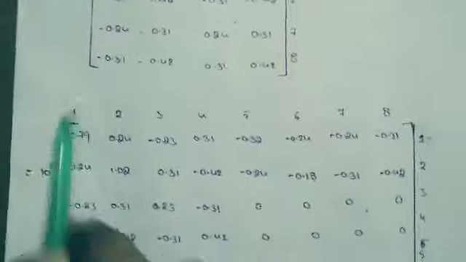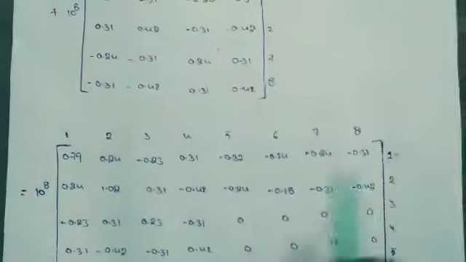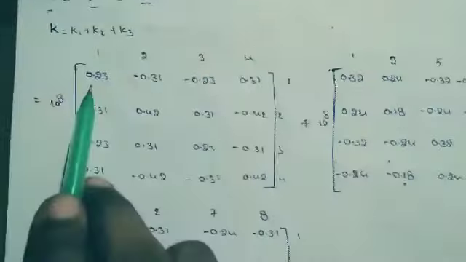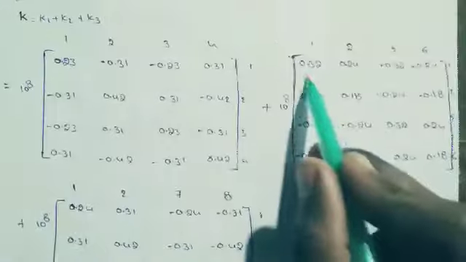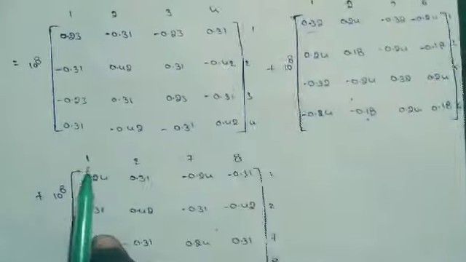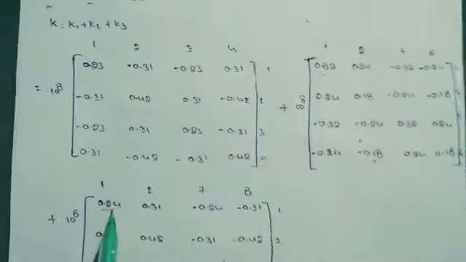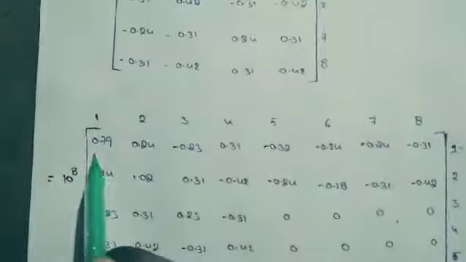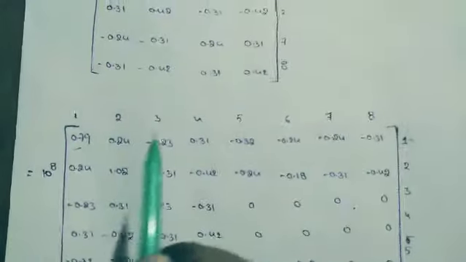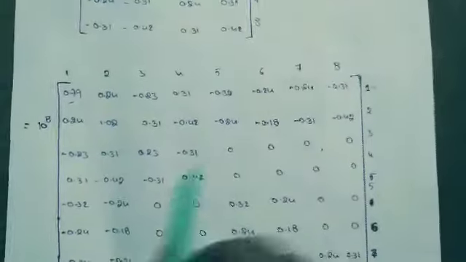For example, here first row, first column has 0.23 plus, here first row, first column has 0.32 plus, first row, first column has 0.24. That is 0.23 plus 0.32 plus 0.24. Combine these three values and you get 0.79. Similarly, this entire matrix is filled by using the above three matrices.